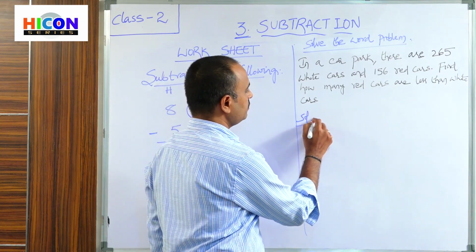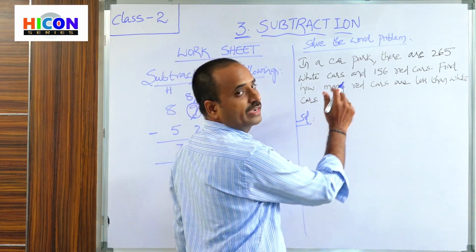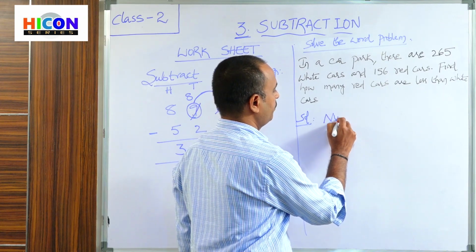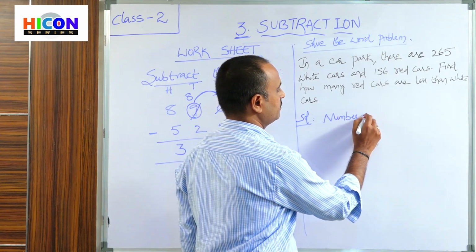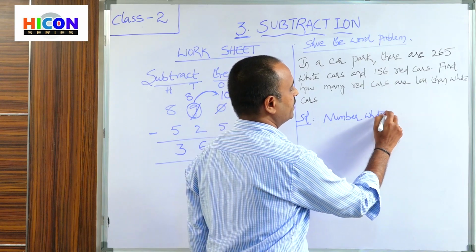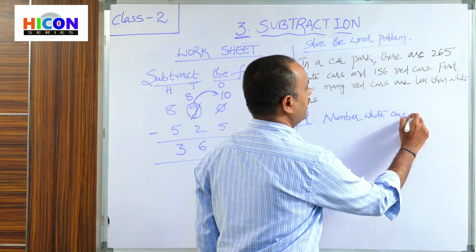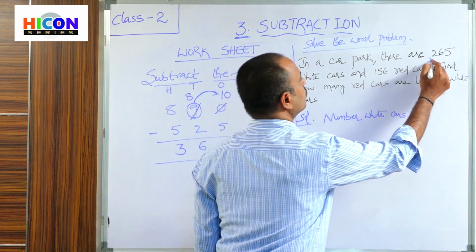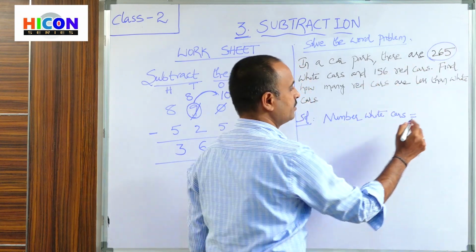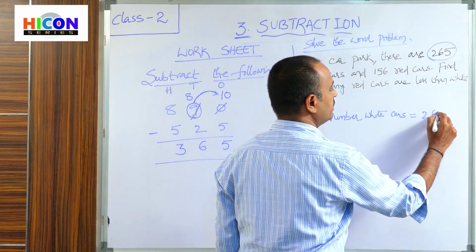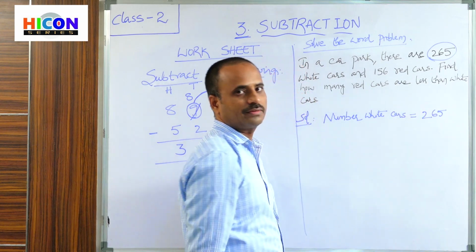So children, how many white cars are there? Number of white cars. So how many white cars are there? So number of white cars is equal to 265.